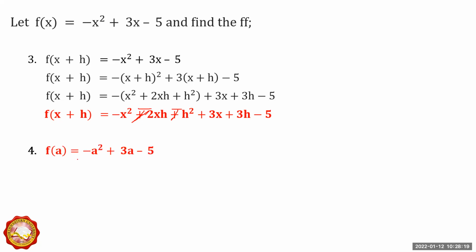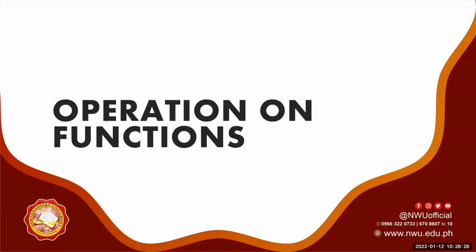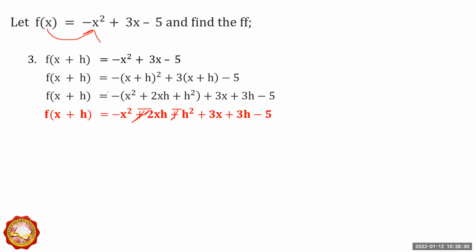Okay? How about if your a is, you will substitute a. That's the same. You're just going to, instead of x, ang gagamitin mo na is a, which is just the same as negative a squared plus 3a minus 5.